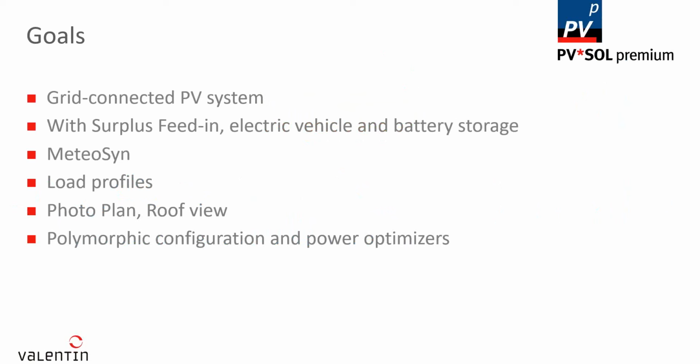Then we also will show you how you can configure the modules with an inverter, and at the end we will also show the polymorphic configuration, which is a configuration of module areas with different orientation or tilt to one MPP tracker, and we will show this in combination with power optimizers.